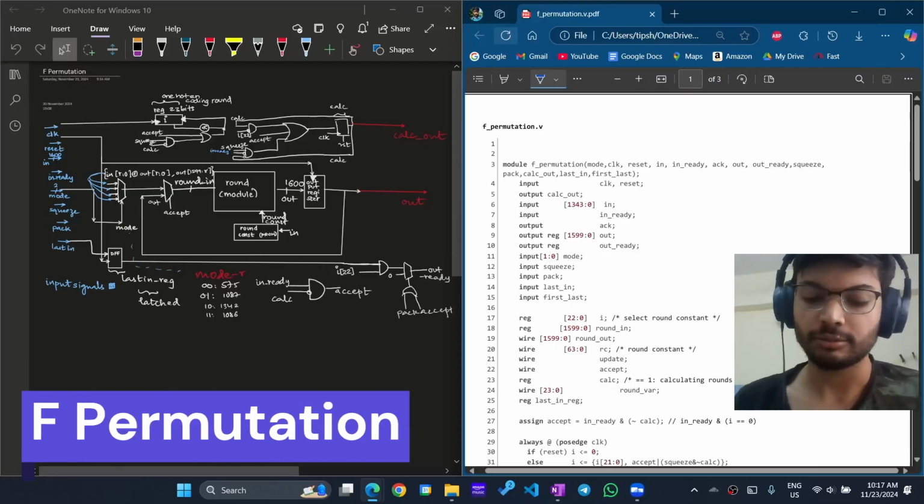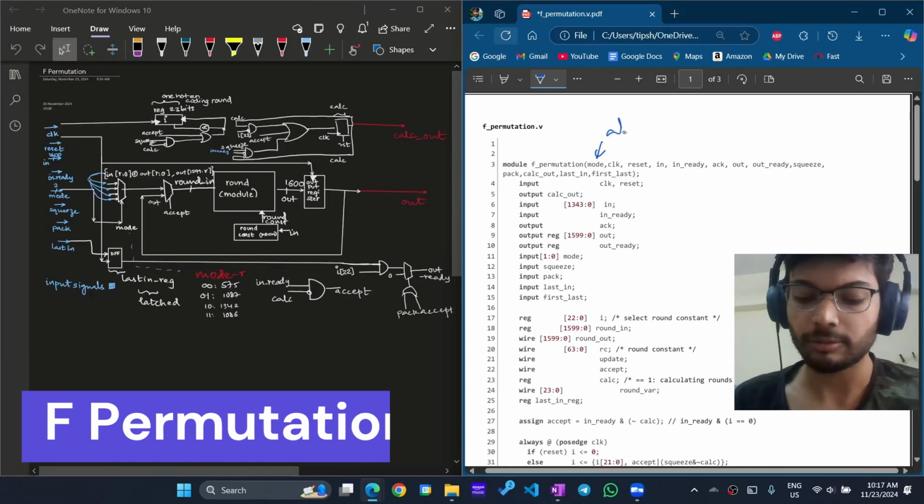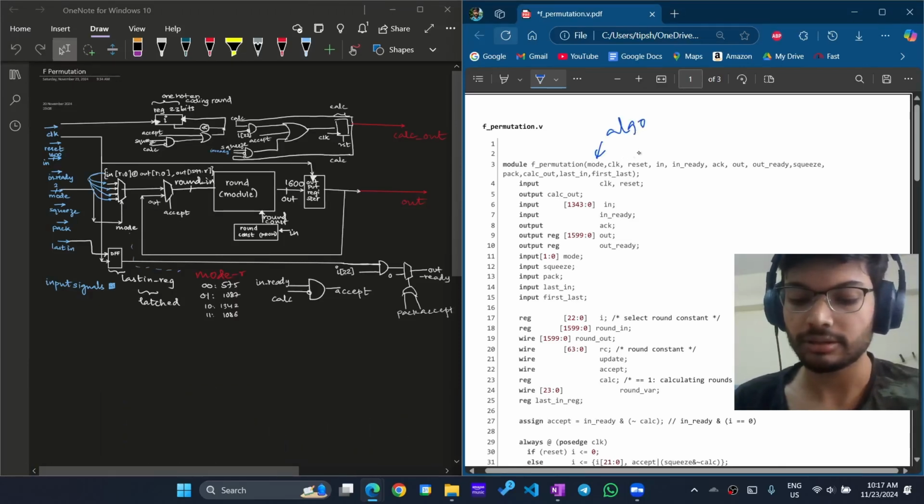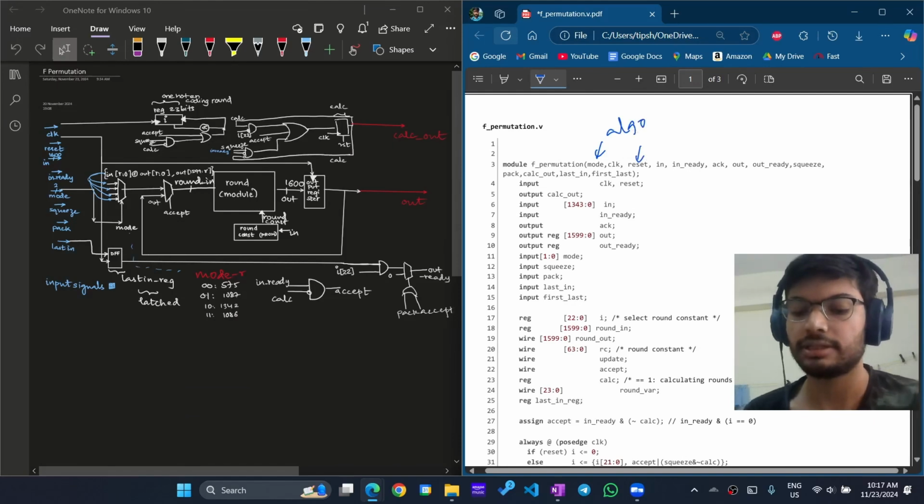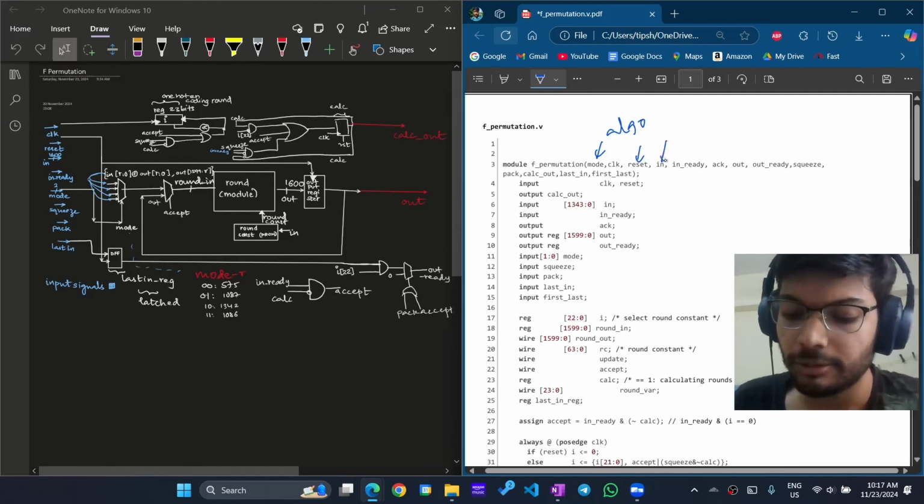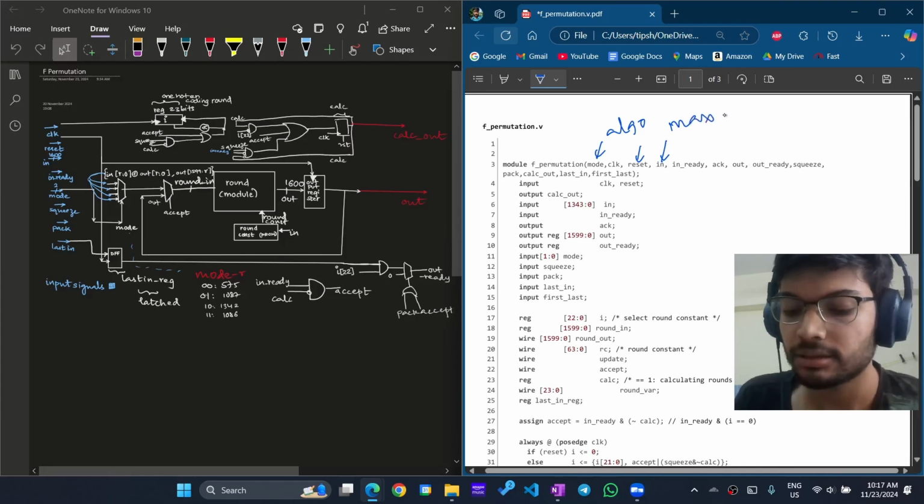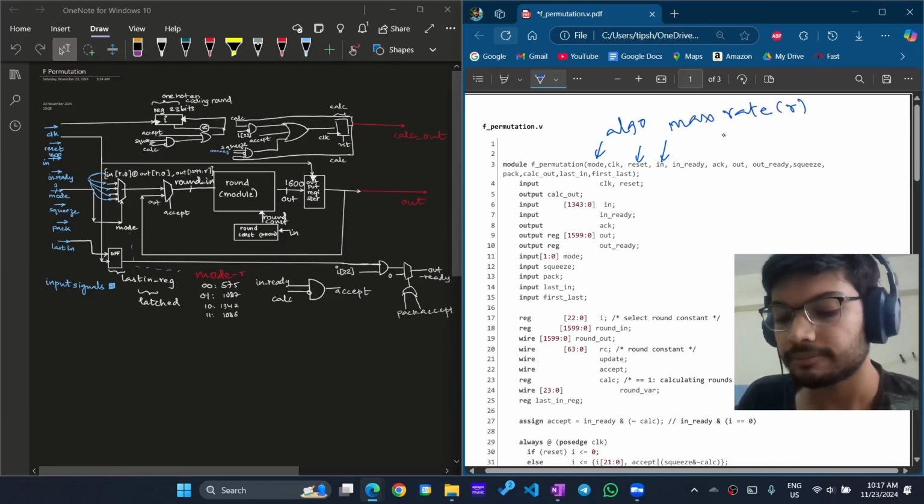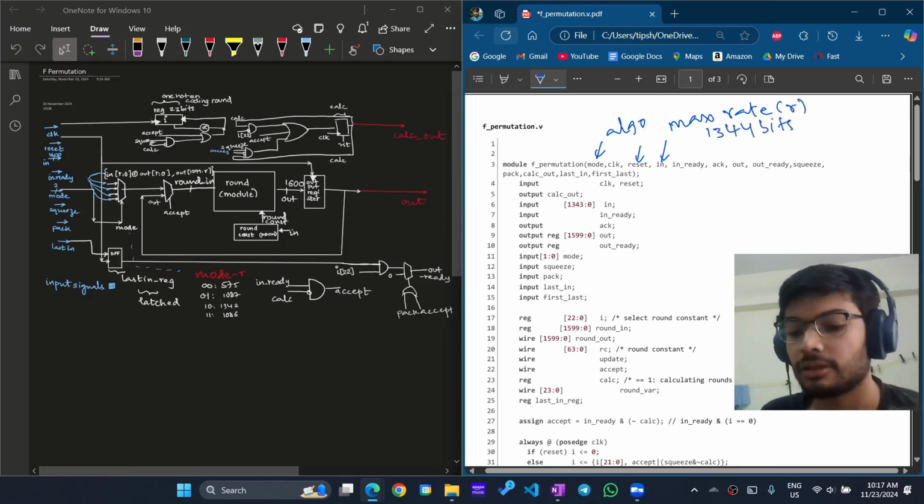Let's look at the F permutation block. Mode is telling about the algorithm type. Clock is to clock inputs. Reset is to reset all the registers. Input is taken in with a length of max of R rate bits, which is 1344 bits per SHAKE. It's a maximum.